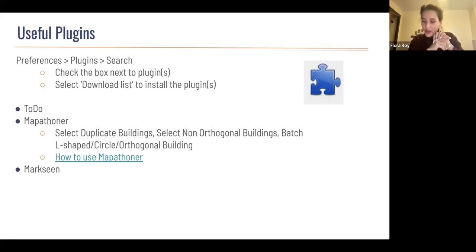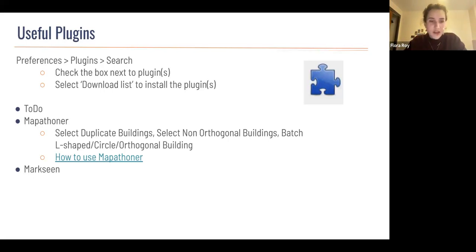Duplicate buildings, for example, will select all the buildings that overlap more than 50% with another building. And the non-orthogonal buildings tool selects all the buildings that are almost orthogonal, which is super helpful. I put a helpful link here, how to use Mapathoner. It teaches you when you can use each different tool that is part of the Mapathoner plugin.